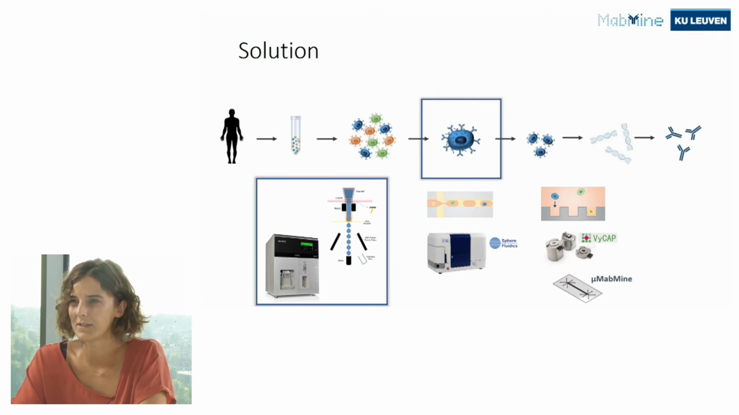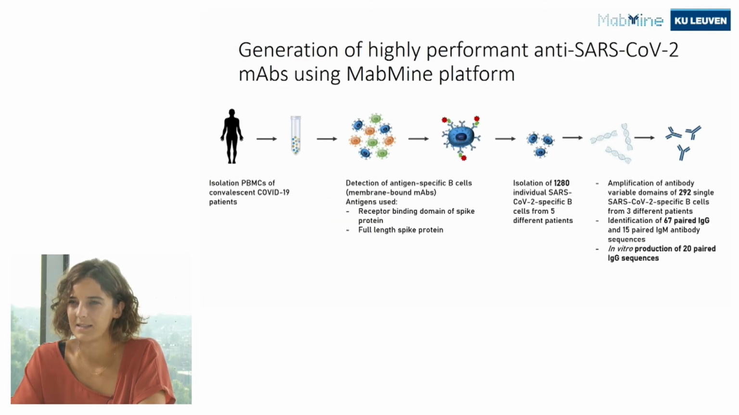And for our first proof of concept study, we used FACS to isolate anti-SARS-CoV-2 specific antibodies from COVID patients. And in this proof of concept study, we started from PBMCs of convalescent COVID patients, and we selected the antigen-specific B cells by using fluorescently labeled receptor binding domain or full-length spike antigens. We were able to isolate more than 1,000 SARS-CoV-2 specific B cells, and of 300 of these, we amplified the antibody variable domains, and we ended up with 67 paired IgG and 15 paired IgM antibody sequences. And of these, we started with the production of 20 antibodies in vitro.